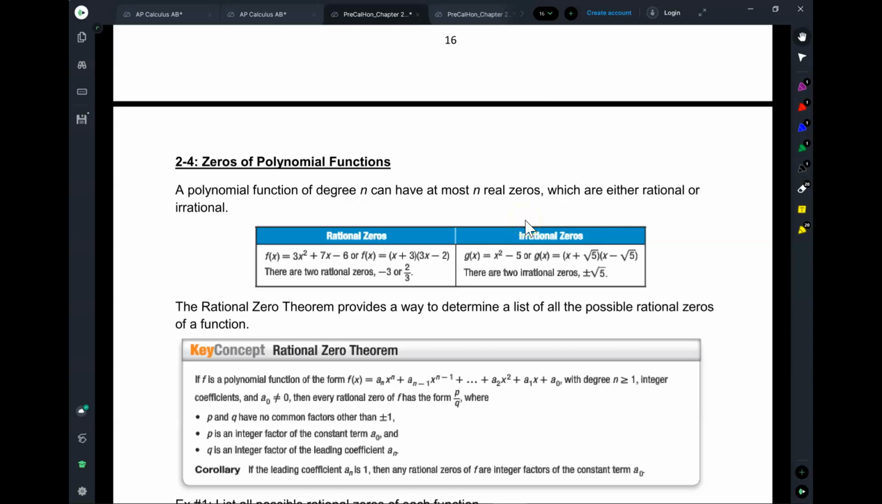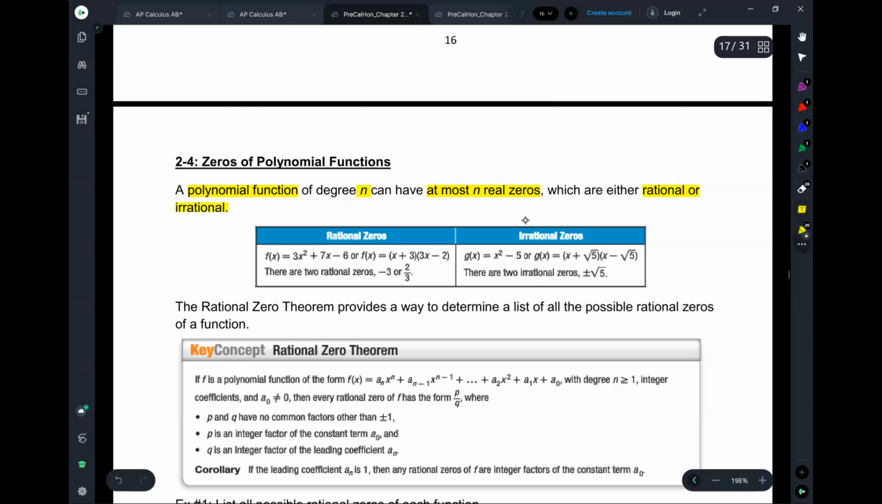Hi everyone, so this is section 2.4 and we're going to talk about zeros of polynomial functions. All right, so we talked about this before, that a polynomial function that has a degree n can have at most n real zeros, right? Now those zeros can either be rational or irrational numbers.